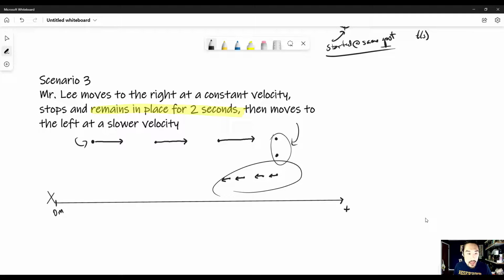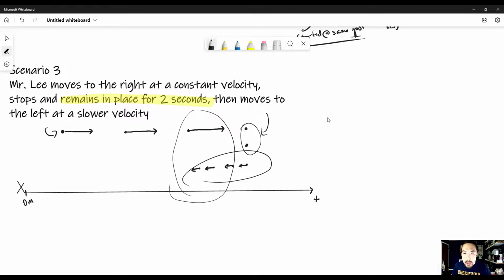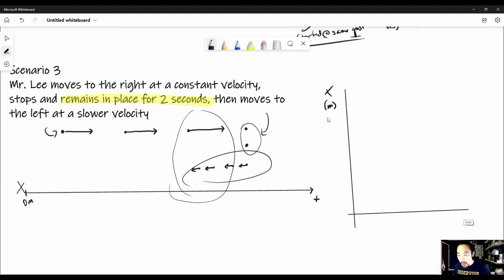You'll notice that there is a little bit of overlap here for my position line, where part 1 and part 3, we are in the same spot or the same location. And our graph should show us that. It kind of makes sense, right? If you're moving to the right and then you pause and you move backwards, you're going to cover the same ground.